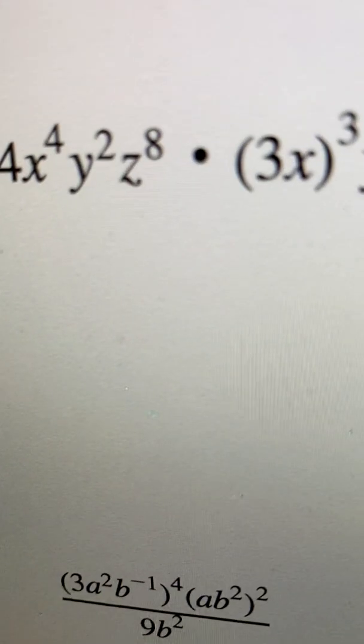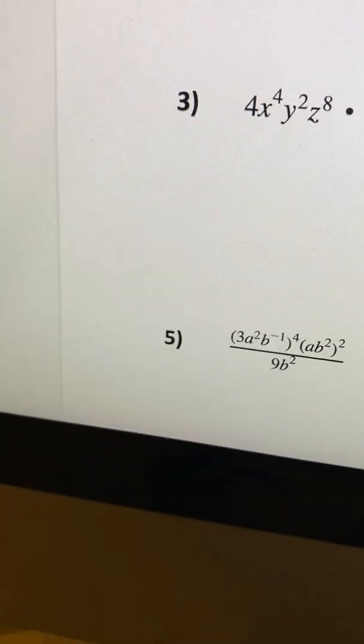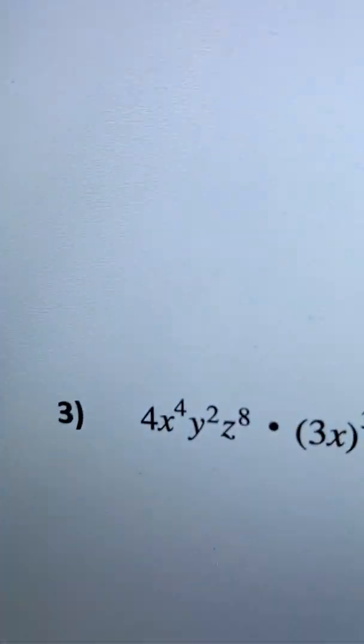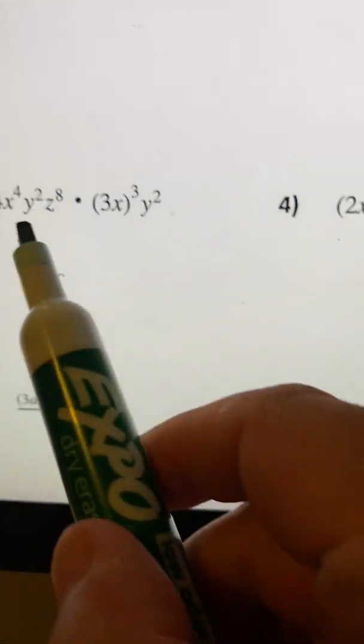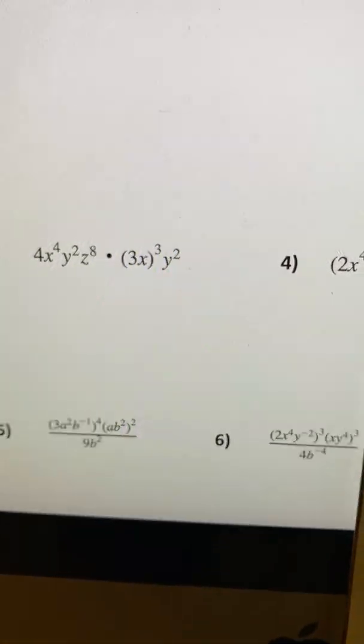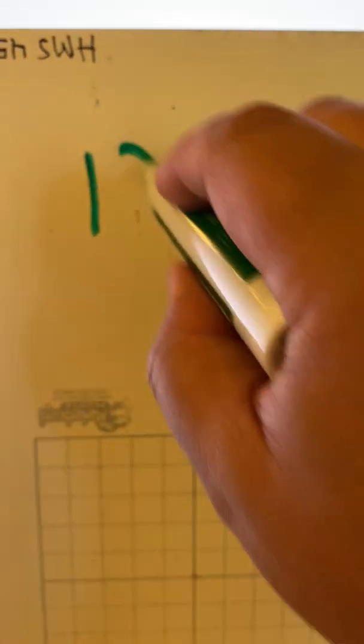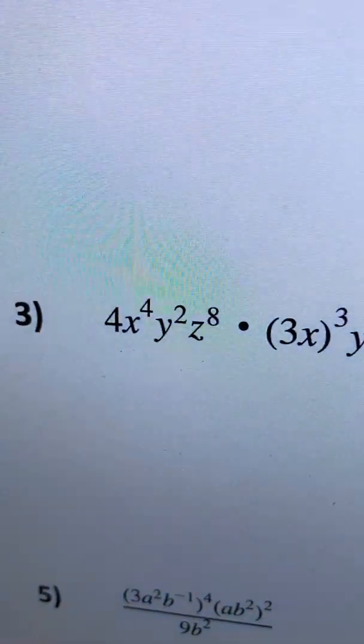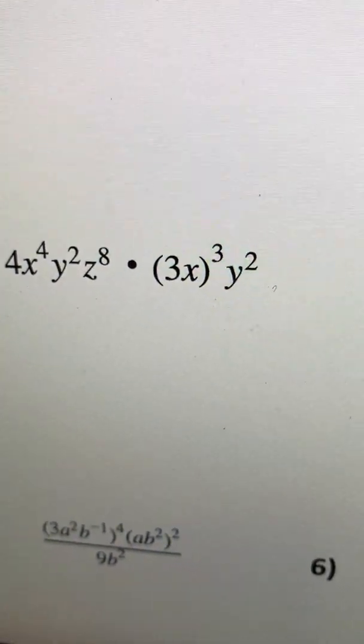Now, like what I was talking to you before, a multiplication problem. Okay, you're multiplying these numbers. Now, oops, sorry, all over the place. You're multiplying these numbers. You're going to multiply the coefficients. 4 times 3. What's 4 times 3? 12. Coefficients are done.